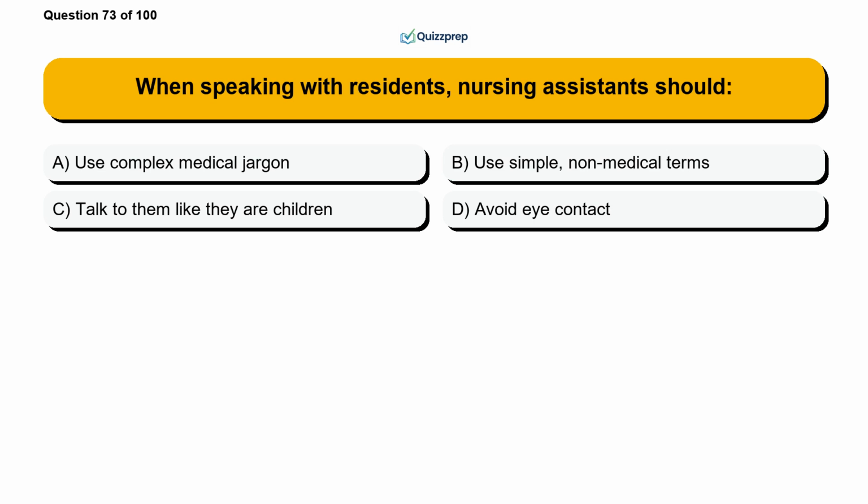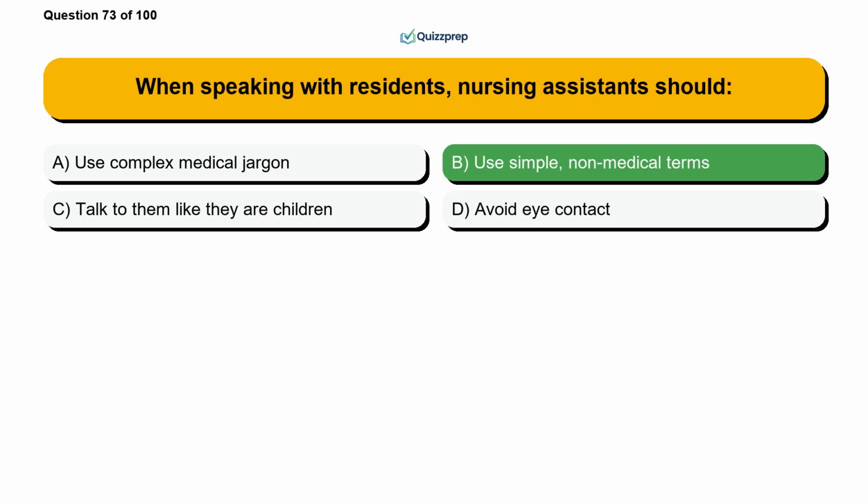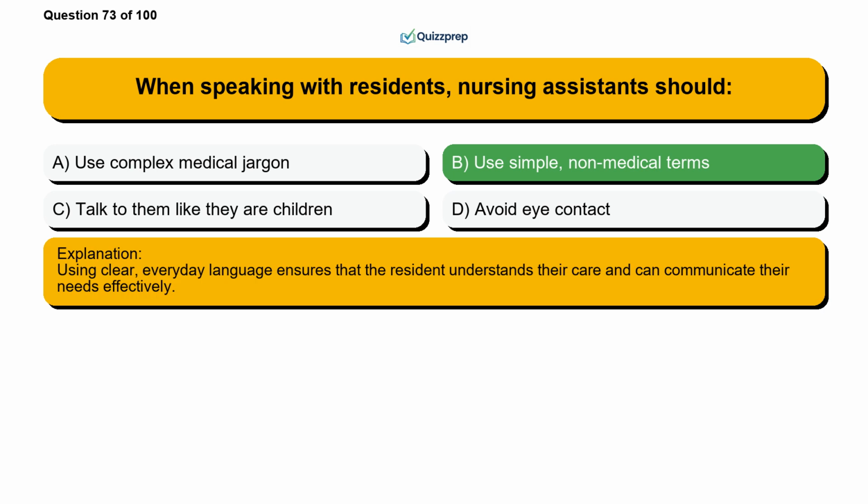Question 73. When speaking with residents, nursing assistants should: Option A, use complex medical jargon. Option B, use simple, non-medical terms. Option C, talk to them like they are children. Option D, avoid eye contact. The correct answer is option B, use simple, non-medical terms. Using clear, everyday language ensures that the resident understands their care and can communicate their needs effectively.